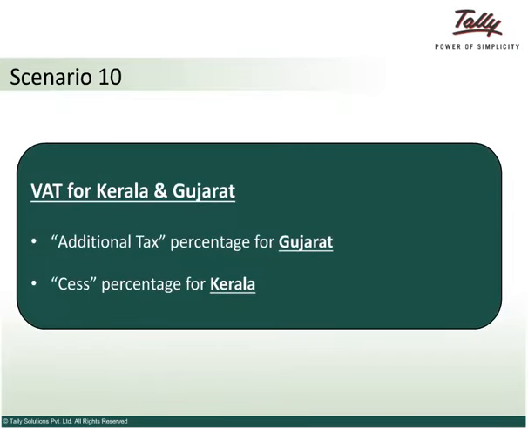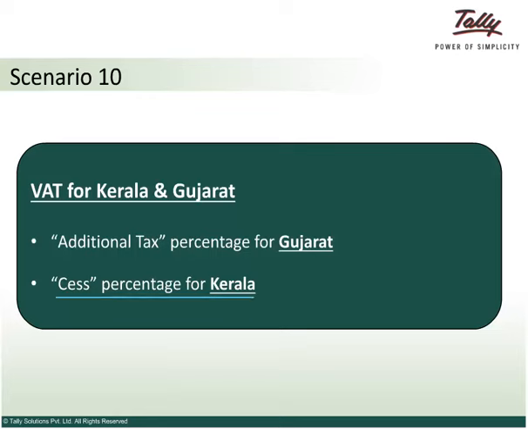Speaking of the VAT laws in some other states, for Gujarat and UP, in addition to the VAT percentage, an additional tax is charged on item assessable value, similar to how VAT is charged. When the state is selected as Gujarat or UP in the company creation screen, additional tax will be enabled, and the same can be defined either at the company level or at the ledger level as per business requirement.